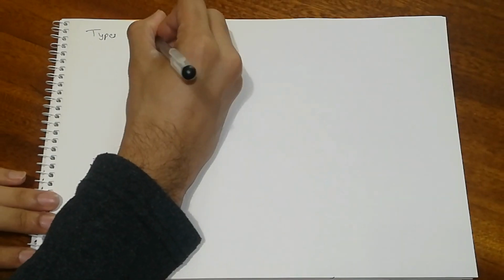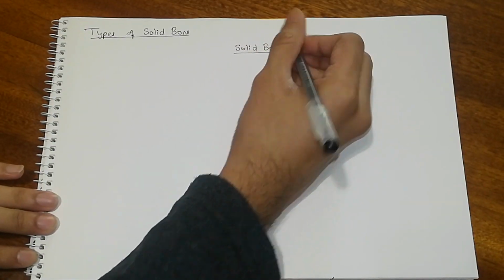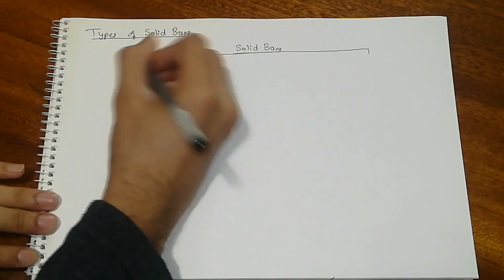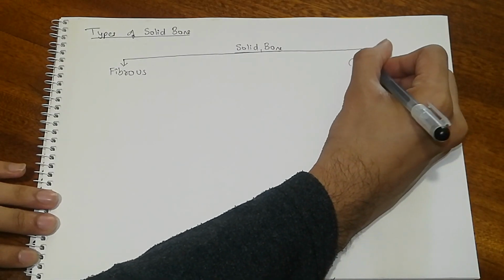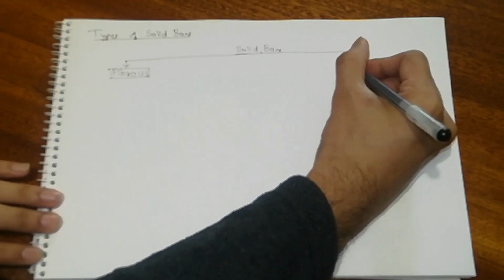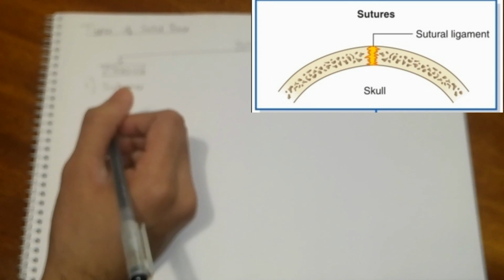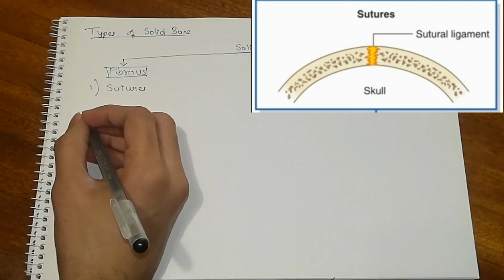Now, the types of solid joints. There are two main types, fibrous and cartilaginous. Examples of fibrous joints are, first, sutures. Sutures occur only in the skull, where adjacent bones are linked together by connective tissue.